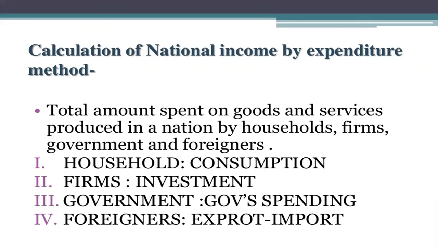Next is gross domestic capital formation, or gross investment, you can say. It refers to the addition to the capital stock of the economy. It represents the expenditure incurred on acquiring goods for investment by the production units located within the domestic territory.